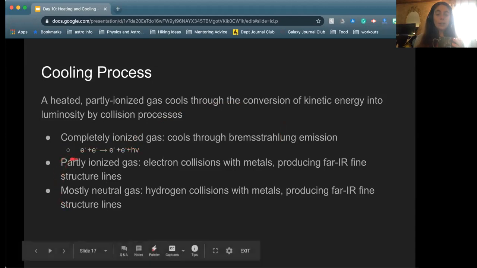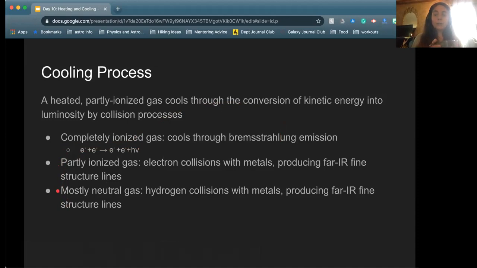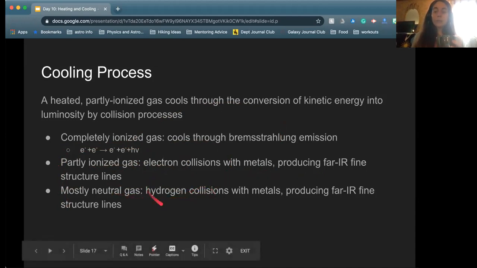If you're in a partly ionized or mostly neutral gas, you're instead going to lose most of your energy through far infrared fine structure lines. Depending on where you are, what's colliding with those and exciting those lines is going to be different. If you're in a partly ionized gas, it's mostly going to be through electron collisions with metals. The metals produce the far infrared fine structure lines. I'll talk about what those are in a second. If you're in a neutral gas, there aren't that many electrons left, so most of your cooling happens through hydrogen bumping into these metals.